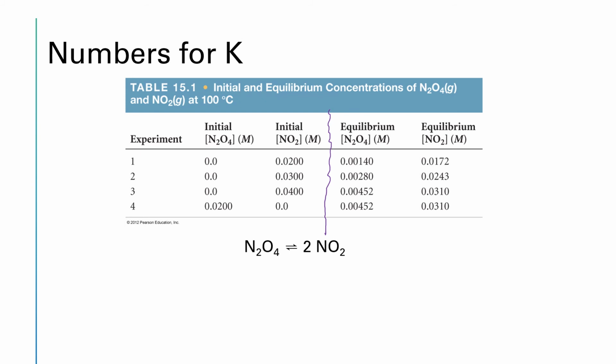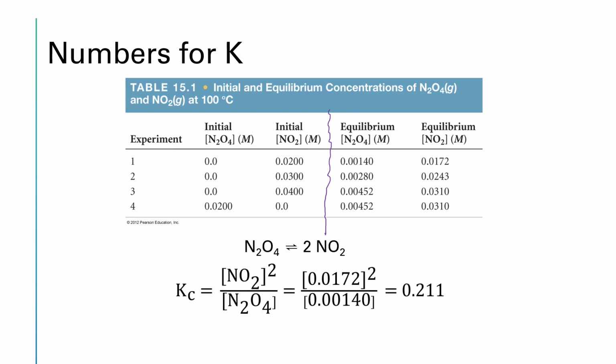Okay, based on writing the chemical equation this way, we can come up with an equilibrium constant expression that says NO2 squared divided by N2O4. If we take the data from experiment number 1, once it has reached equilibrium, because when we write these equilibrium constant expressions, it is so important that the only numbers that go into them are the numbers at equilibrium. So we'll take the equilibrium data from experiment number 1. For NO2, we have a concentration of 0.0172. That goes in the numerator and gets squared. For N2O4 at equilibrium, we have a concentration of 0.00140. That goes into the denominator. And if you run that through your calculator, you end up with 0.211.